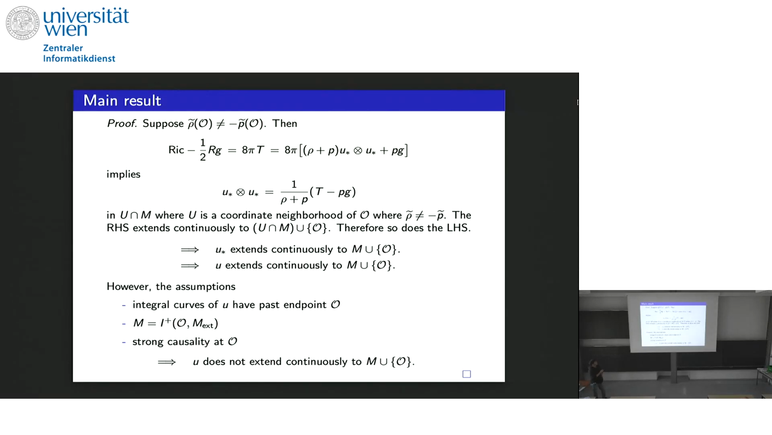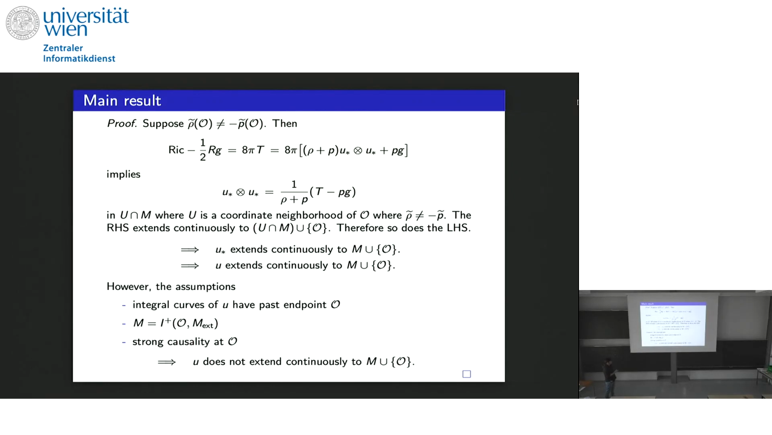So if rho plus P doesn't equal 0, then in a neighborhood, I can write this tensor U star U like this, right? And since rho doesn't equal minus P, this will extend continuously, right? Because the right-hand side extends continuously, so therefore the left-hand side does. But then if this extends continuously, then you can prove that the one-form extends continuously, and then of course the vector field itself extends continuously to the origin. So this vector field extends continuously.